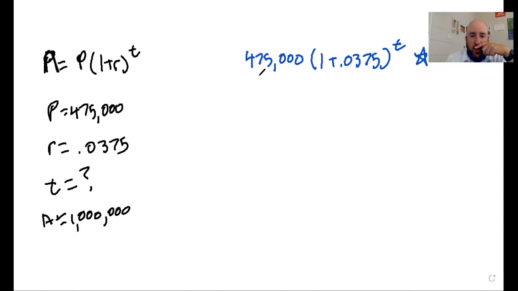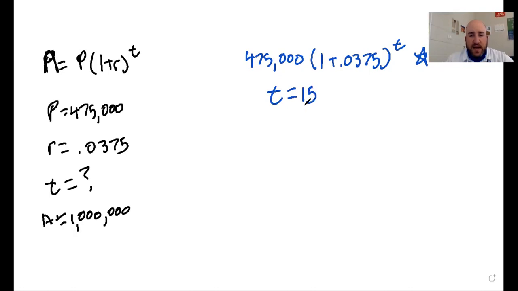So again, we got to use a little logic here. If we're growing at less than 4% per year, right, 3.75%, and we got to more than double from 475,000 to 1 million, it's probably going to take a few years. It's not just going to take 2 or 3. It's going to take a good amount of years. Each class period kind of started with a different guess, but what we settled on with the most common number was 15. So we're going to plug and chug with t equals 15.